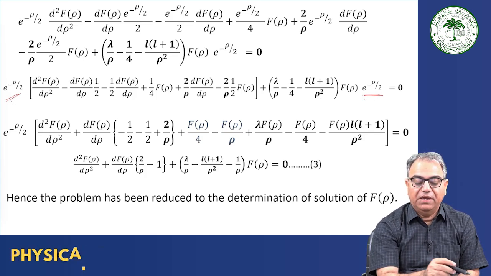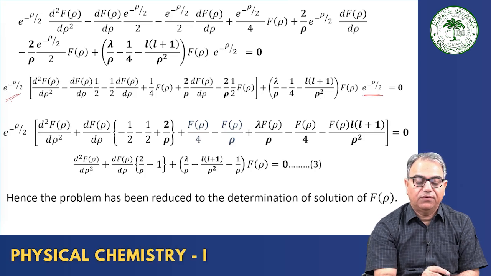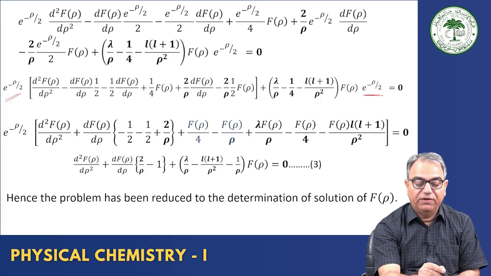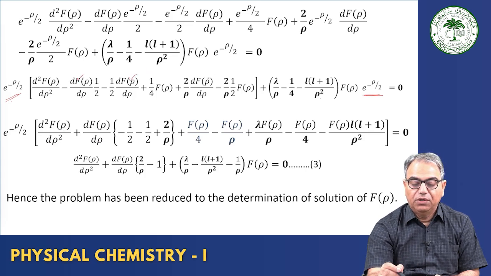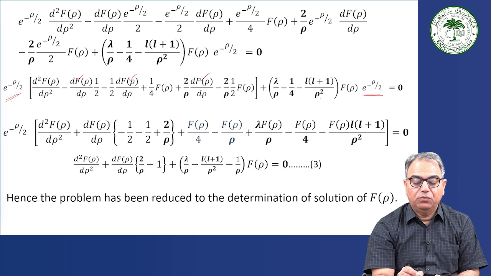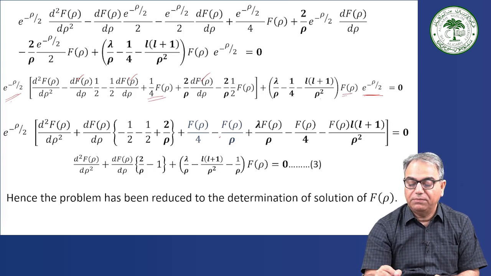So, combine everything, and then you have d square f rho divided by d rho square plus d f rho divided by d rho, and then you have taken common df rho, you have here also, df rho you have here also. Okay. So, take the common of these, and then you have minus 1 by 2 minus 1 by 2 plus 2 divided by rho. And then you have f rho divided by 4 and plus f rho divided by 4 it comes from here, and minus f rho divided by 4 comes from here.